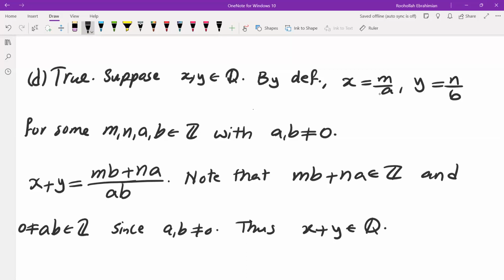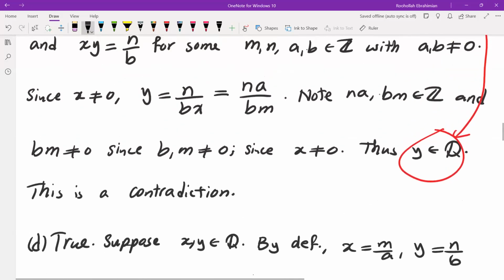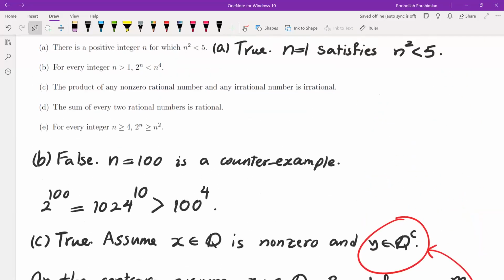So this one is a direct proof, because what we did is we started with two rational numbers. X is rational, Y is rational. We added them up, and then we showed that their sum is also rational. Okay, so this is a direct proof.